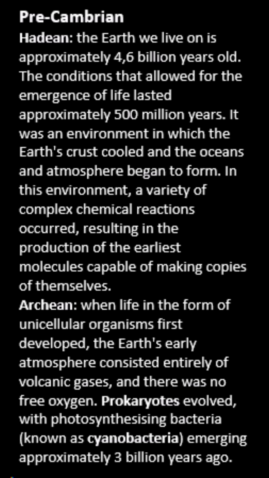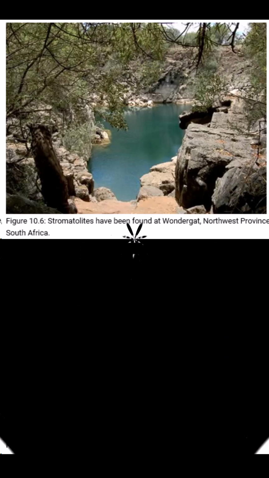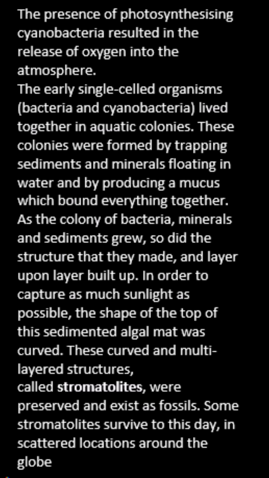Wow. Little organisms having such a massive impact. Huge impact. And these early cyanobacteria often formed colonies, trapping sediment and building layered structures called stromatolites. These are some of our oldest fossils. And what's really neat is you can find ancient stromatolites right here in South Africa, like at Wondergat in the Northwest Province. That's amazing local evidence from billions of years ago.